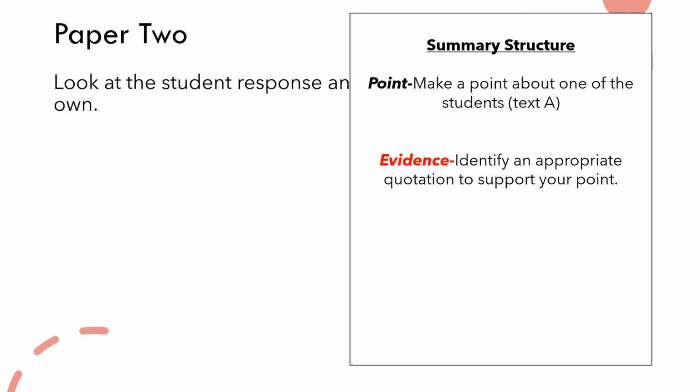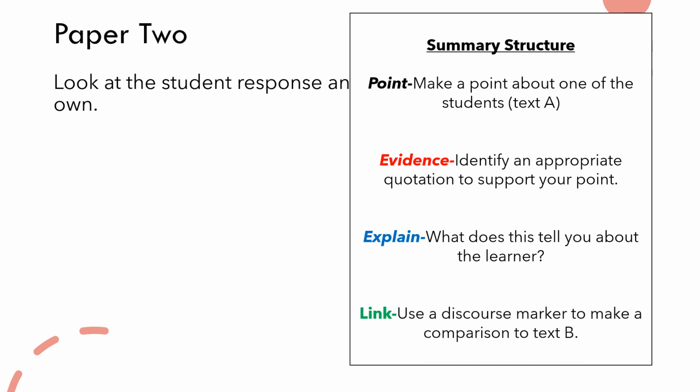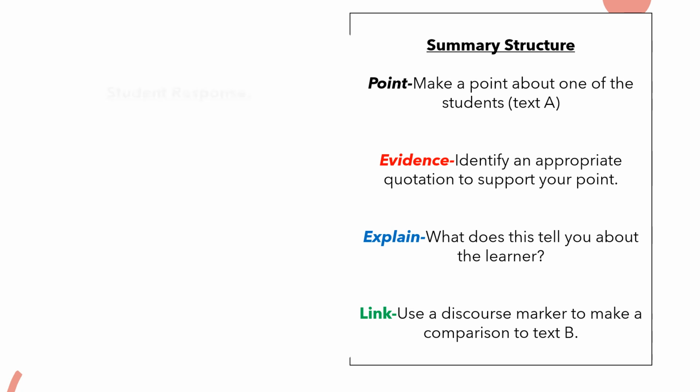Support your point with some evidence, so identify an appropriate quotation to support your point. Once we've done that, we're going to explain it. So what does this tell you about the learner? Why is the evidence that you've selected relevant, and how does it help support your point? And then finally, link. So use a discourse marker to make a comparison to text B. So here's our example then.